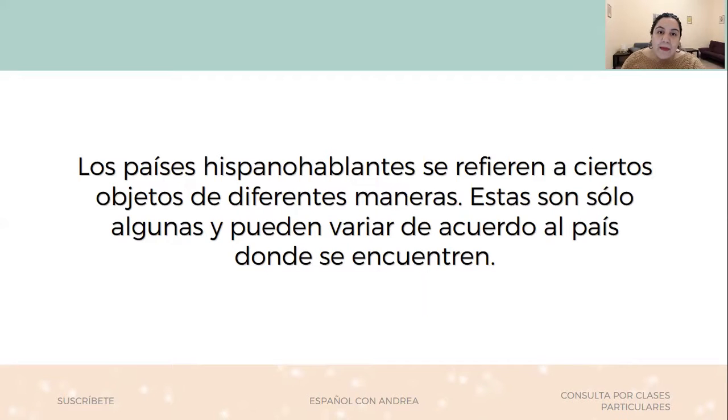So if you are planning on traveling to any of these countries, make sure to do a bit of research and find out exactly what these things are called in that specific country or in that specific region.